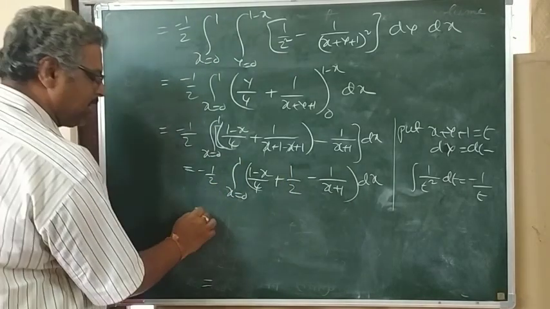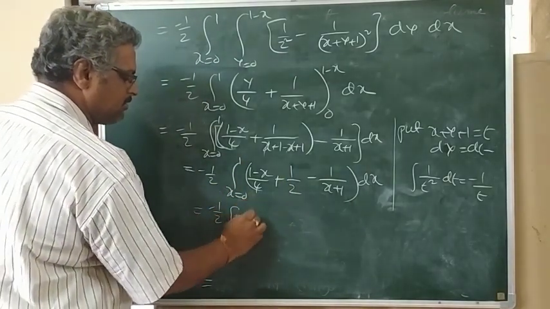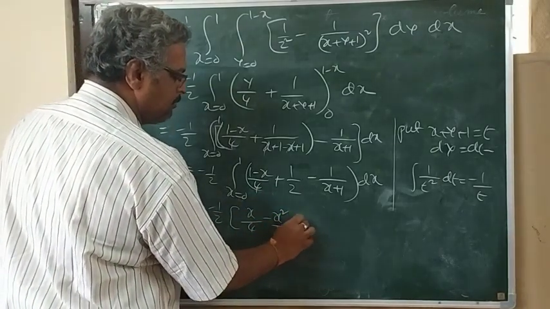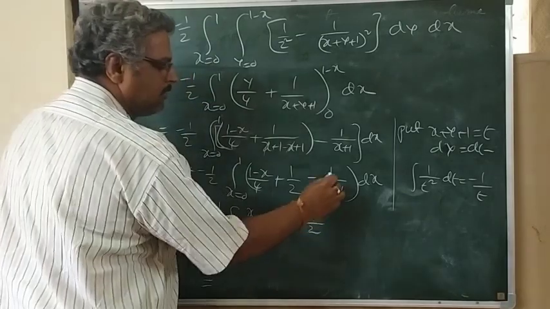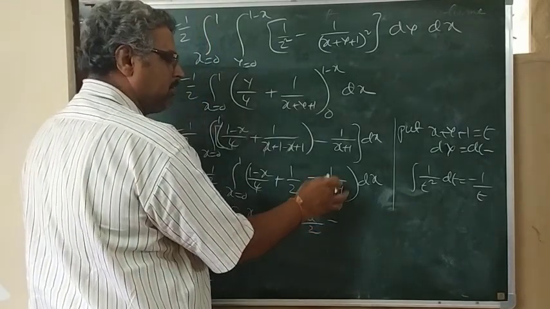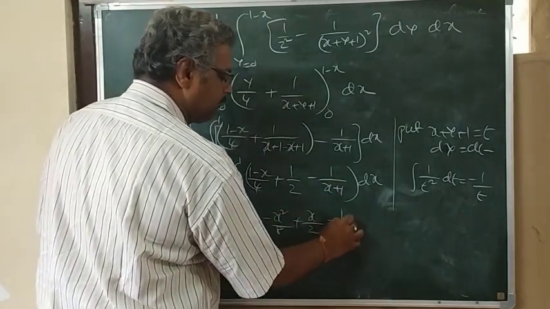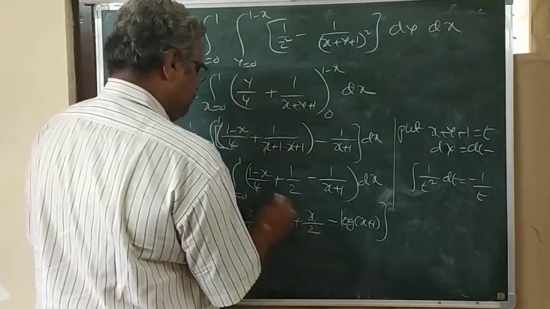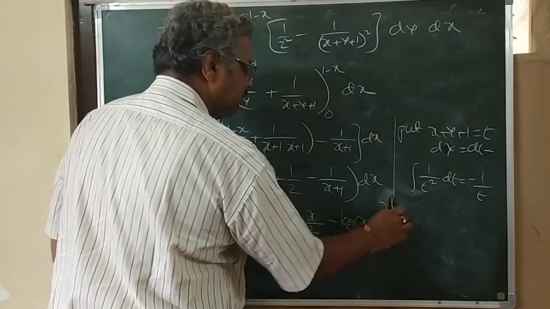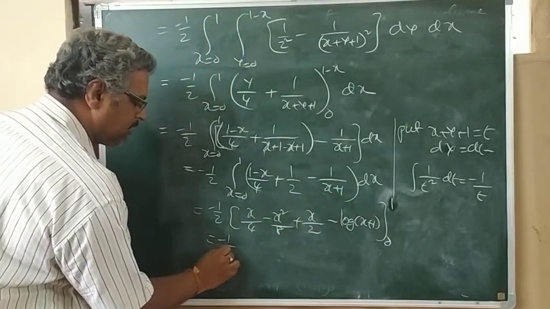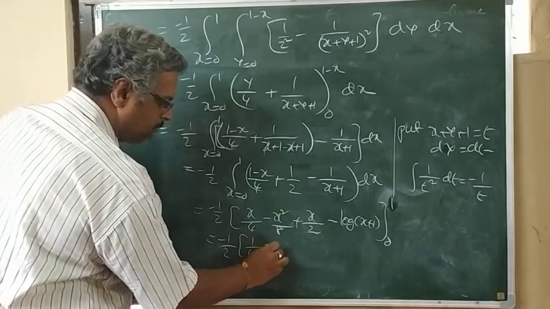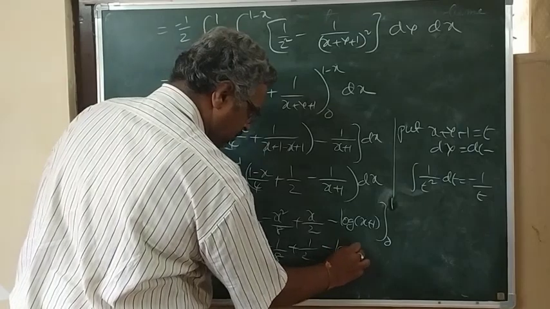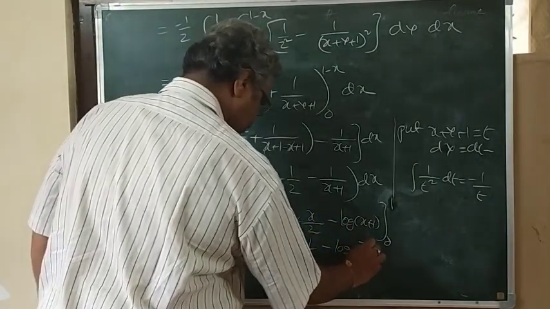So integrating with respect to x, minus 1 by 2, this is x by 4 minus x square by 8 plus x by 2. Now x plus 1 equals to t, integral 1 by t is log t, x plus 1, limit 0 to 1. Put x equals to 1: minus 1 by 2, 1 by 4 minus 1 by 8 plus 1 by 2 minus log 2. If you put x equals to 0, it is 0.